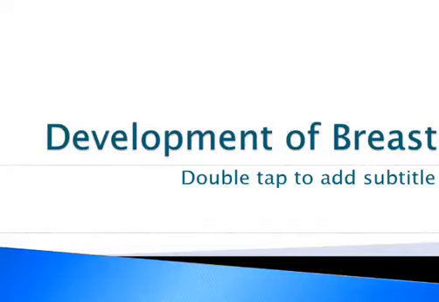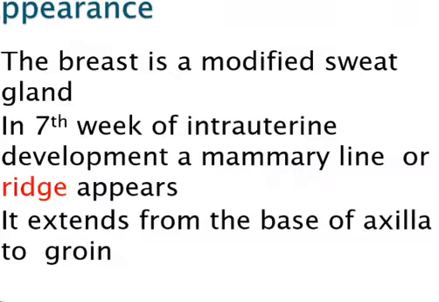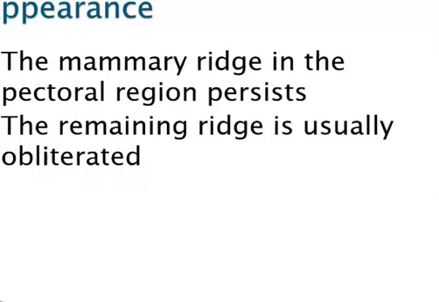Then we go to development of the breast. It is a modified sweat gland. In the 7th week of intrauterine life, a mammary line or ridge appears, and this ridge extends from the base of the axilla to the groin. The mammary ridge persists in the pectoral region, and the remaining ridge is usually obliterated.